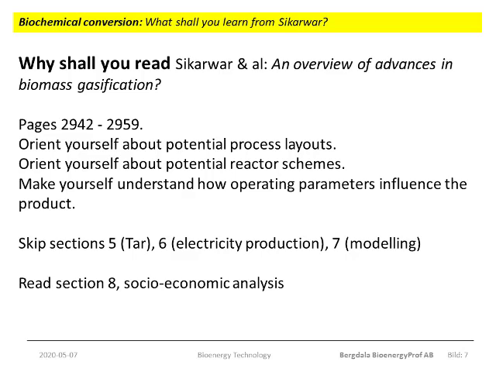So concentrate on the 17 pages, ranging from 2942 until 2959, and then read the socioeconomic analysis on pages 2967 and 68. The sections about tar, electricity production method, and mathematical modeling are of no interest to you right now.